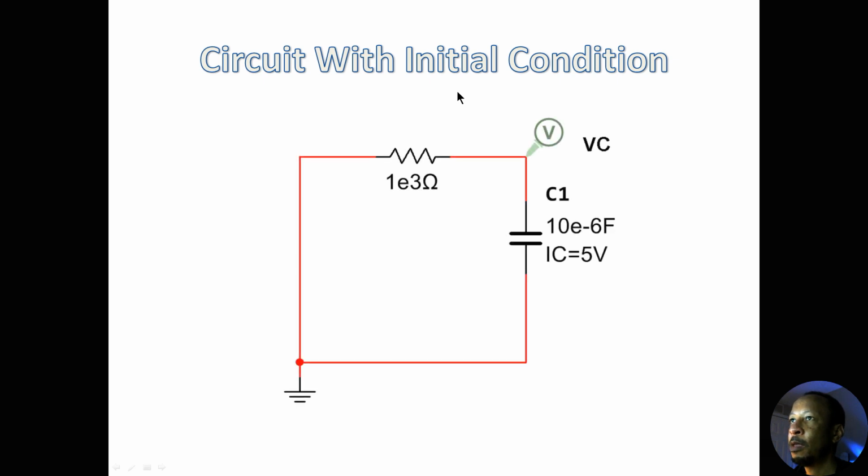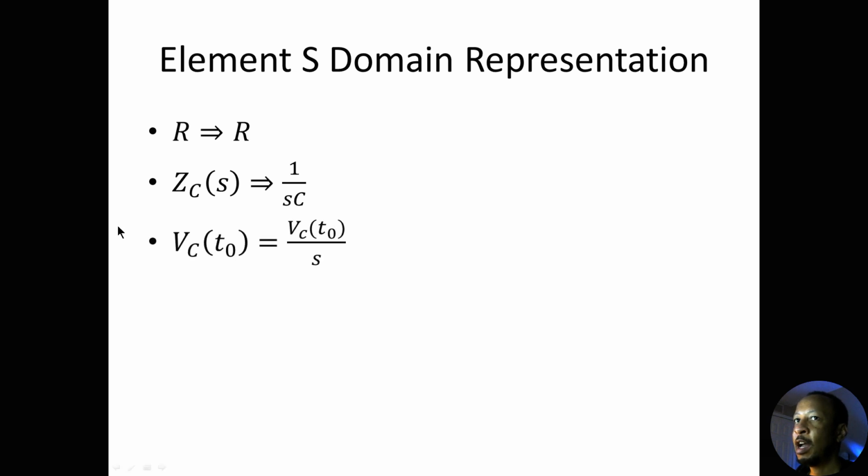Now, next, the circuit with initial condition. That circuit is the same thing except that I'm putting an initial condition of 5 volts over the capacitor. With that being the case, now I have a slightly different S-domain representation. It's only different in that I'm going to be adding something to it. So R is still R, ZC of S is still 1 over SC, and now I have this other element, VC of T sub 0 divided by S.